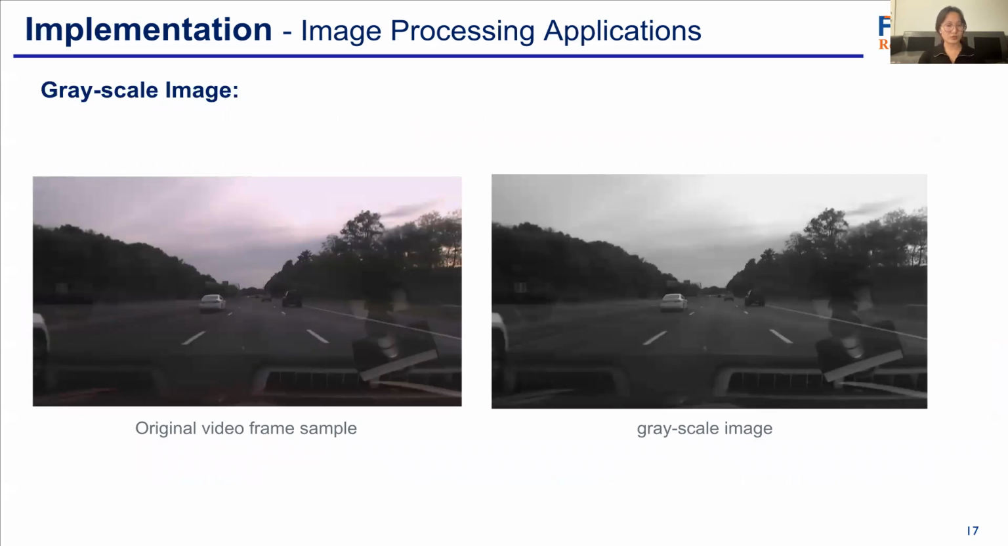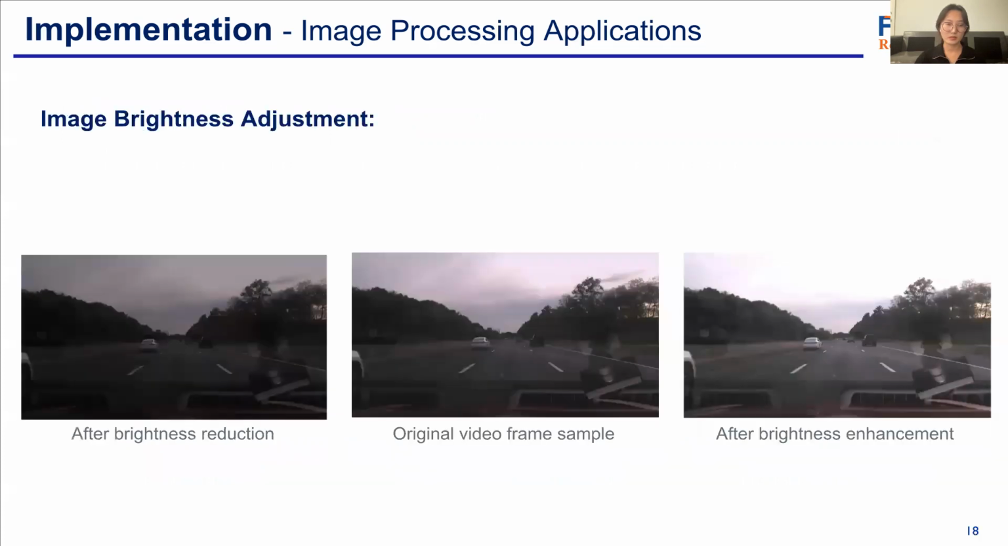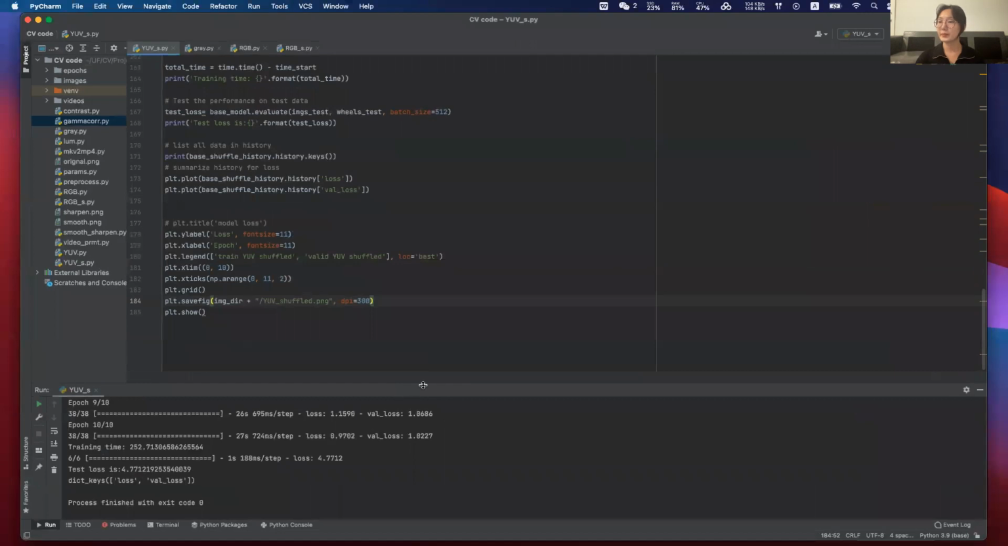Then it's a grayscale image. We have already done similar content in our assignment 1, so I'm not going to talk more about it here. The last is the adjustment of image brightness, which is the most basic and critical technology in image processing. The right side of the original frame is the image after brightness enhancement, and the left side is the image after brightness reduction. Okay, so let's have a look at the code.